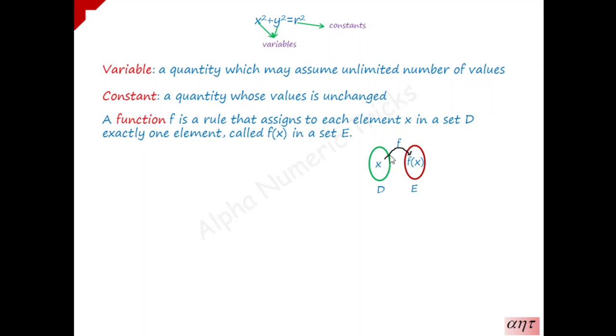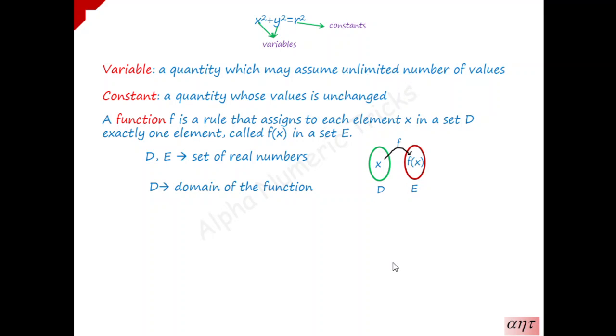Okay, using this only we can map the elements in D to elements in E. Exactly one element in the set E, that you should remember. Here D and E are sets of real numbers, and D is the domain of the function. This D, the full set, is called the domain. The elements in this set are called the domain.